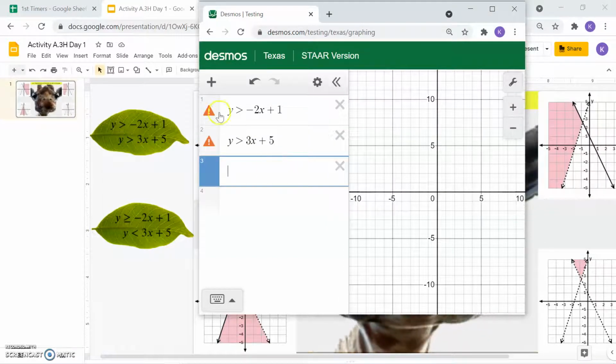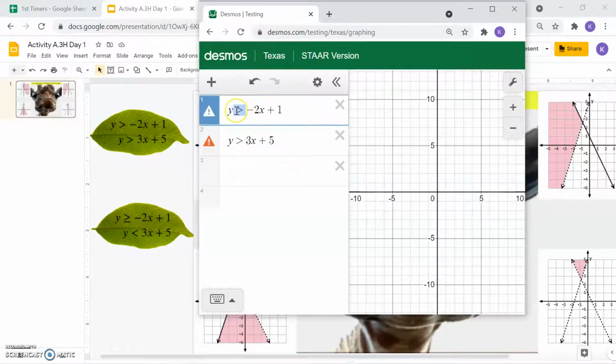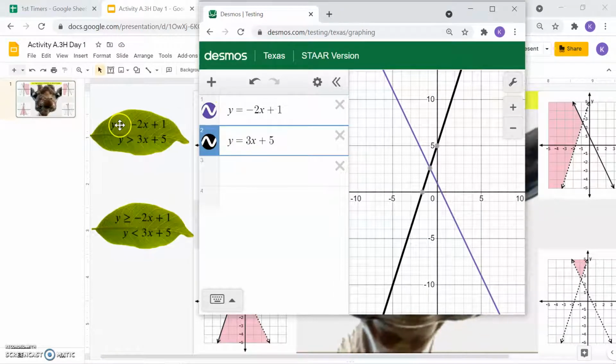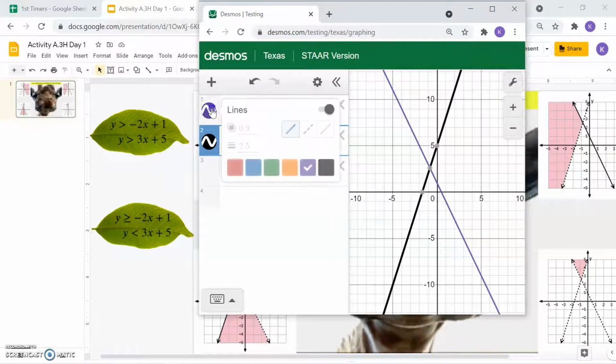It cannot graph them. It's going to give you an error because the state of Texas is saying that this is one of the things the students need to learn how to do without the aid of a calculator. So what we're going to do first is change this to equal so that we can see the line that we're working with. Now, they do not both have the equal sign on the bottom, so that means it's going to be a dashed line.